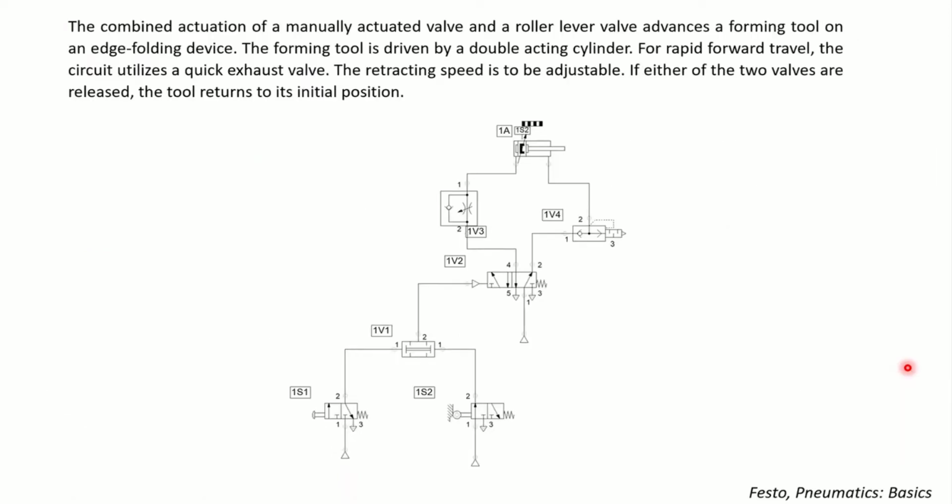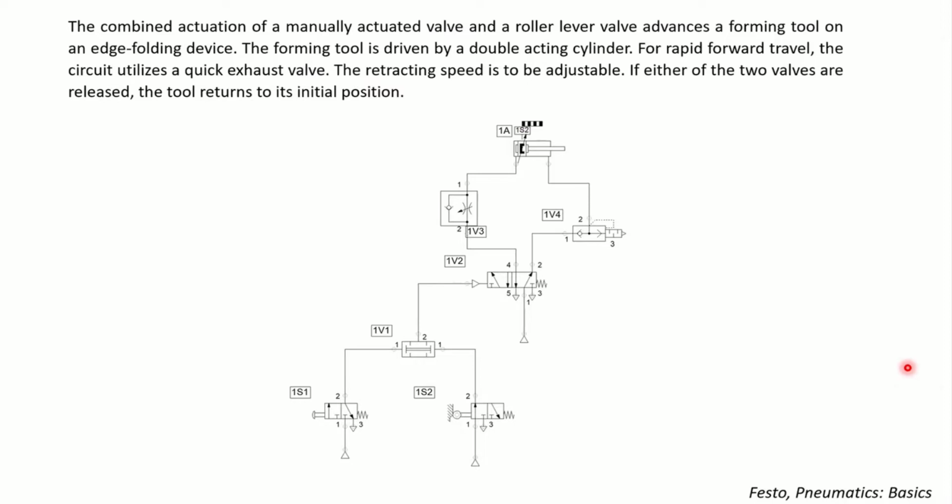Okay, the example says we have the combined actuation of a manually actuated valve and a roller lever valve, and with this combination we can advance a forming tool on an edge folding device. The forming tool is driven by a double acting cylinder. So there is some important information in the first sentence. As you can see, we have combined actuation of two valves, which means we need to use a sort of AND logic. If that AND logic is met, we would have the next step of the process, right? Therefore, in the system we need to use a twin pressure valve.